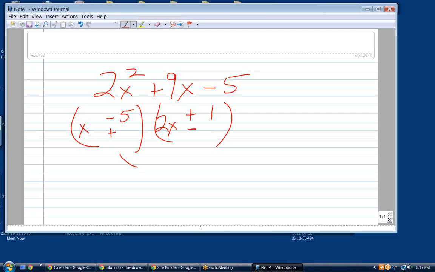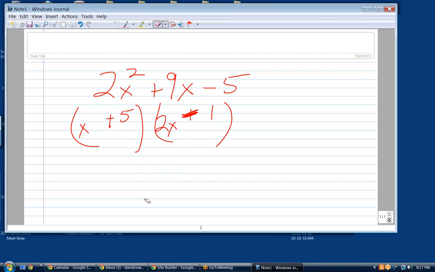No, notice that that gives me minus 10x and plus x, which would give me a total of minus 9x. If I'm close, I just need to make this plus and this minus. And now I have plus 10x minus x, and that gives me the middle term. So I know I have it right.